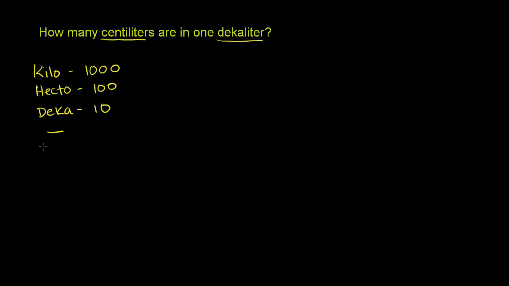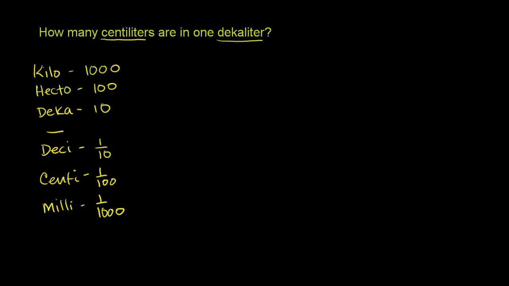Then if you have deci, this means 1/10. If you have centi, this means 1/100th. If you have milli, this means 1,000th. So let's go back to what we have. We have centiliters. We have centi right over here.